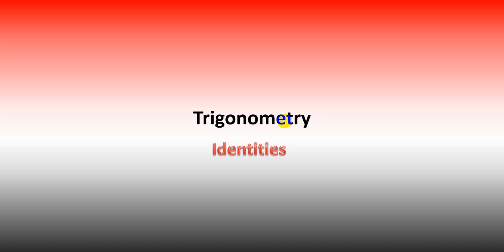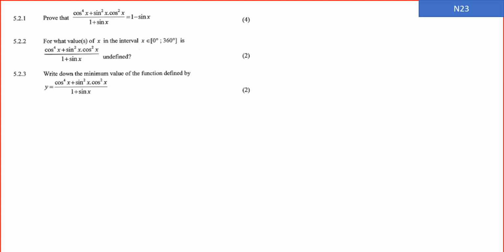Hi, we're going to do a session on trigonometry, and we're going to be looking at trig identities. We're going to focus on a question from the November 2023 NSC finals, and we start off with question 5.2.1 that says, prove that cos to the power 4x plus sine squared x times cos squared x all over 1 plus sine x is equal to 1 minus sine x.